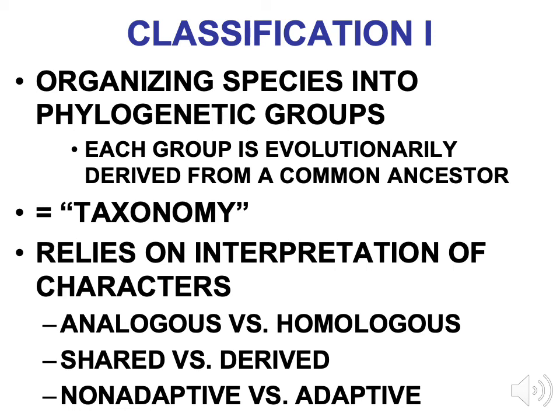So classification, that is creating phylogenetic groups, also called taxonomy, relies on the interpretation of characteristics. And those characters or characteristics can be analogous versus homologous. They can be shared or derived, and they can be non-adaptive versus adaptive. What do you mean about shared versus derived, Dr. Canales? Well, a shared character is a character that every single species within that group has.